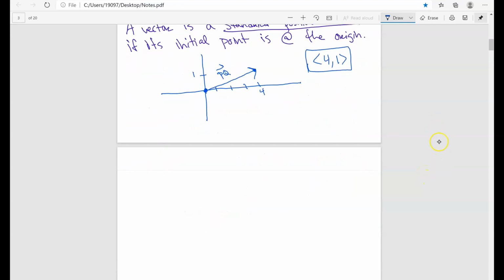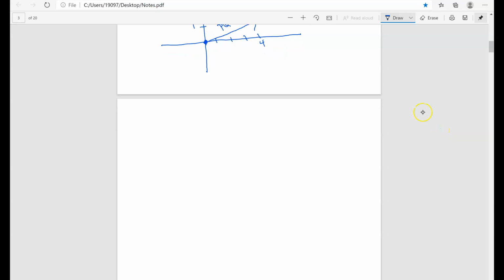A couple of things that we can do, because component form is not the only way that we can write it.